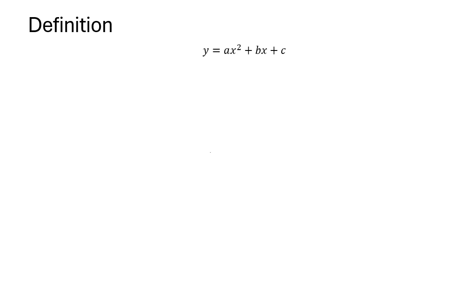So a quadratic function has the form y equals ax squared plus bx plus c, where this a cannot be 0. So a should not be equal to 0. We should always have the x squared.